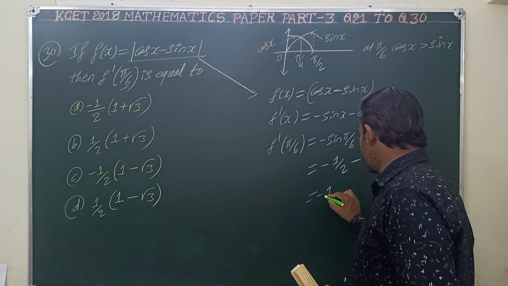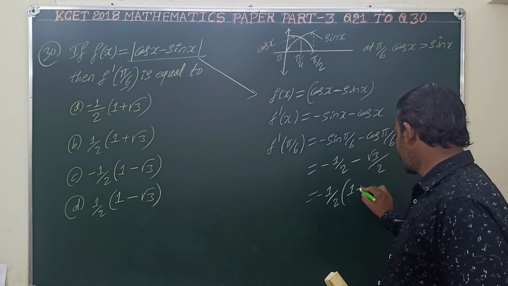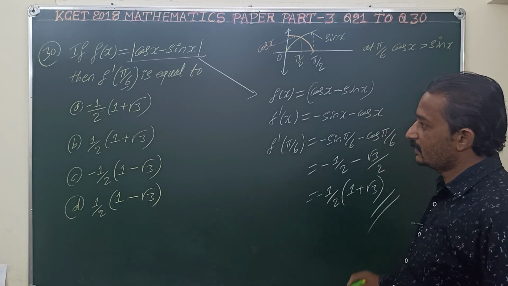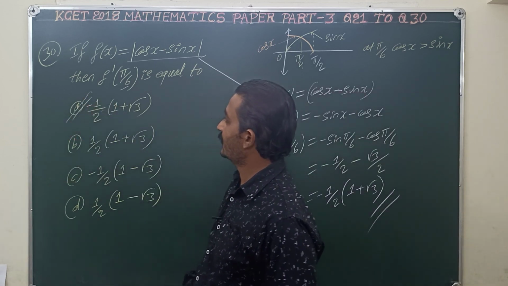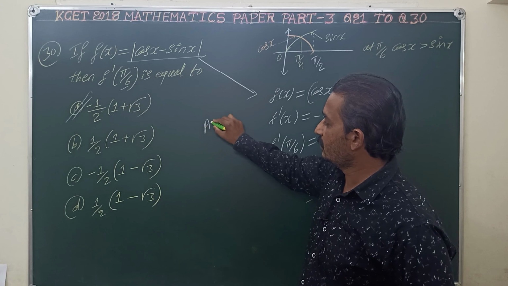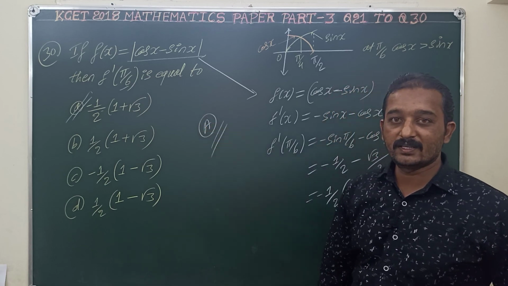Here minus 1 by 2 taken outside, becomes 1 plus root 3. This is the answer. Minus 1 by 2 into (1 plus root 3) is the correct option. Option A is correct in this case. This is an average question. Most of the students solve this question easily. Take down.